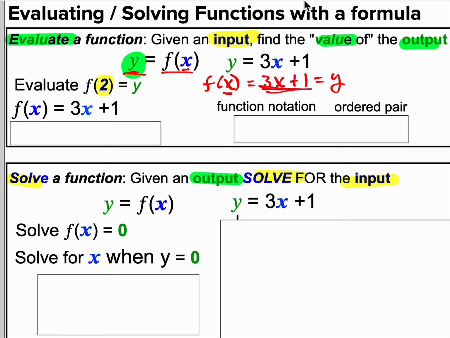So we want to find the value of y when our input or x value is equal to 2. So again, here's our function f of x equals 3x plus 1. And so what we want to do here is find the value of y when x equals 2. So everywhere we have an x, we're going to put a 2. So f of 2 is equal to 3 times 2 plus 1, gives us an output or a y value of 7.